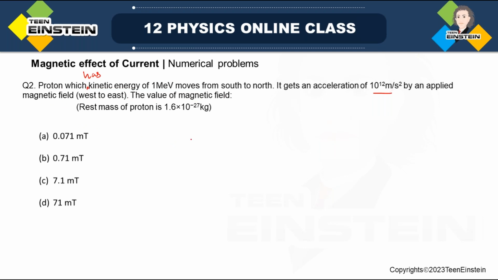I'll just make you understand the problem itself first. See the proton, which has kinetic energy 1 mega electron volt, moves from south to north. So the proton is moving, that means the velocity of the proton is in this direction. And it gets an acceleration of 10 to the power 12 meter per second square by an applied magnetic field west to east. That means the magnetic field is applied in this way. Acceleration is given. You have to find out the magnetic field.